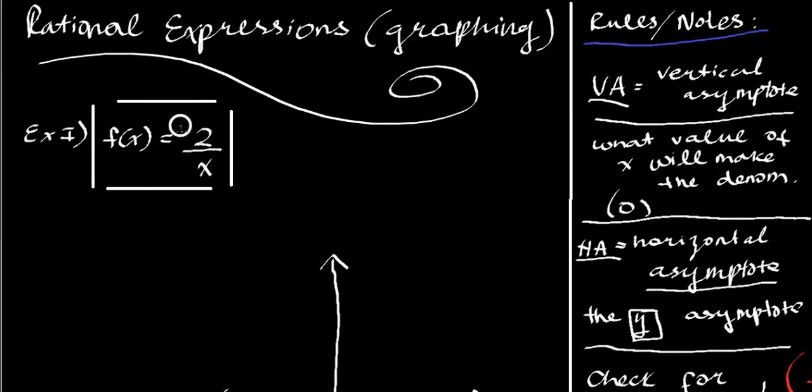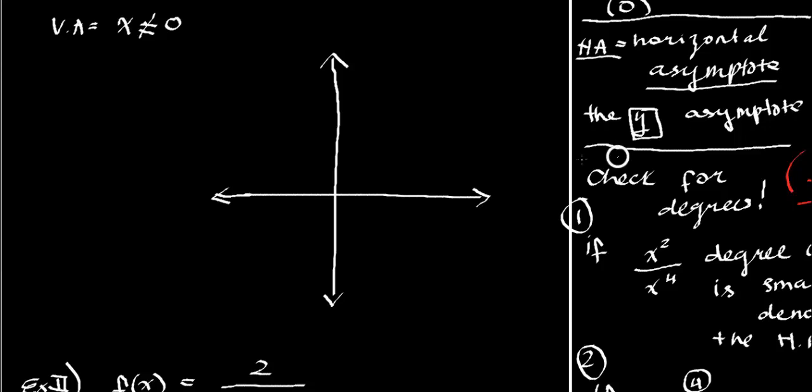So let's look at this one, 2 over x, okay? Let me just write, what is the vertical asymptote? Well, the vertical asymptote, like we said, is what value of x will make the denominator 0. Well, what does x have to be to make it 0? 0, right? There's nothing else you can do. If you plug in a 0, you'll get a 0 in the denominator, and we don't want that because 2 or any number over 0 is undefined. It's bad. So the vertical asymptote is going to be x cannot be 0.